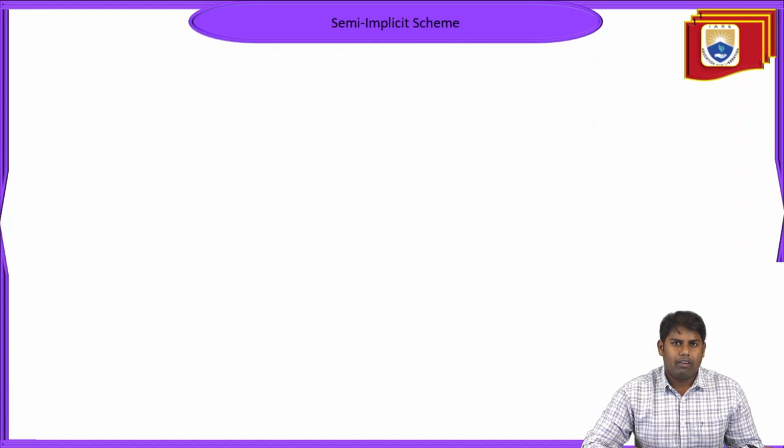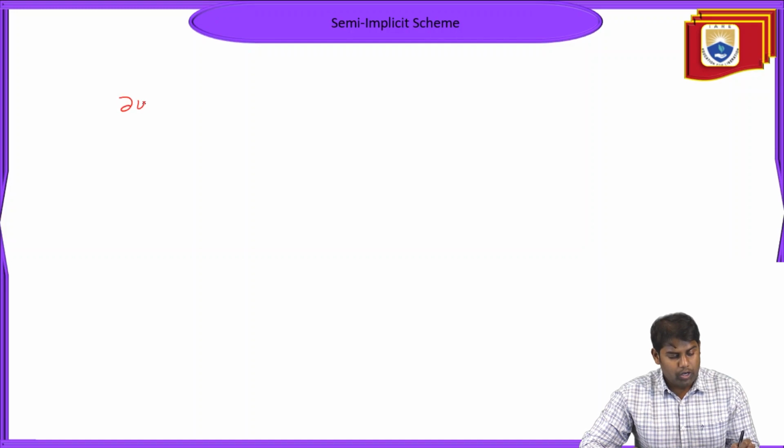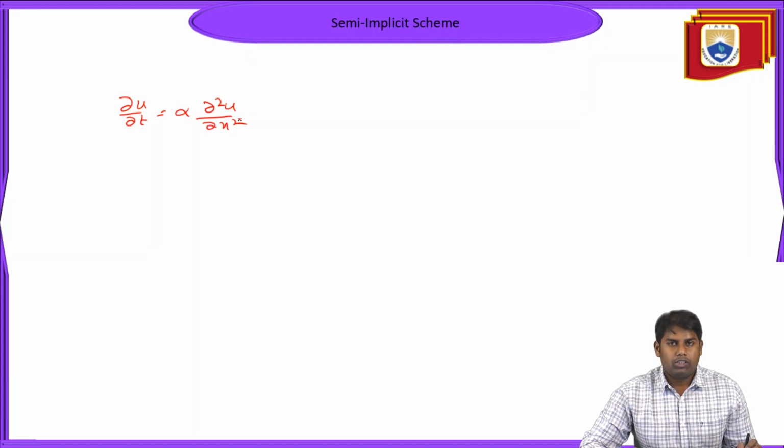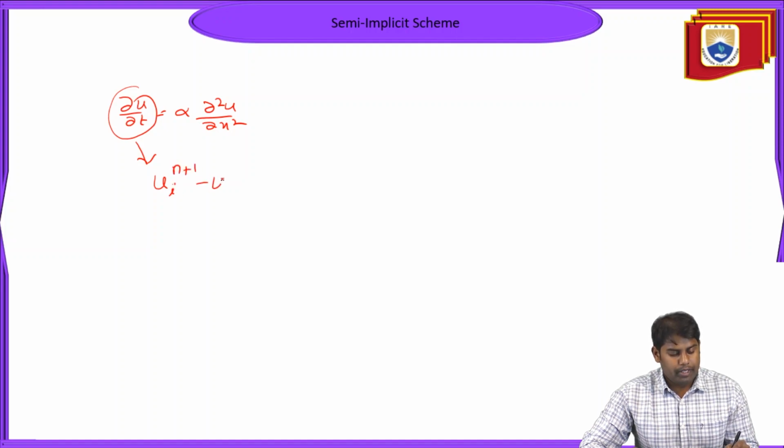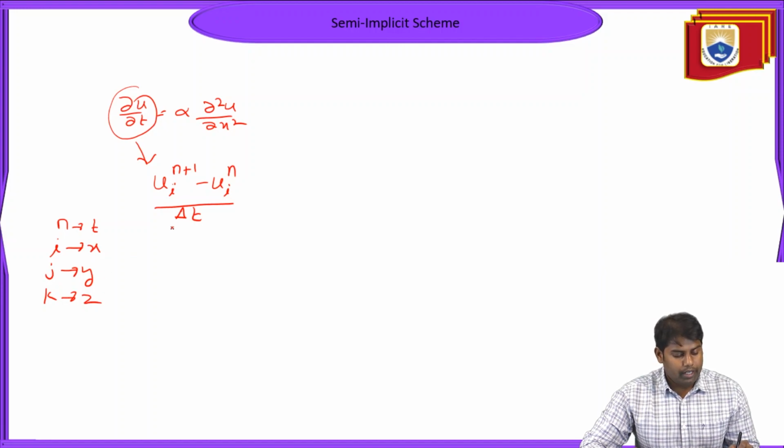Let me take a 1D diffusion equation, which is ∂u/∂t = α ∂²u/∂x². Let me write it in the form of the explicit method. For the left-hand term, we will write (u_i^(n+1) − u_i^n)/Δt. This is the index notation we use. Recalling again, n is the index for time, i is the index for the x coordinate, j is the index for the y coordinate and k is the index for the z coordinate. Here the term Δt is nothing but the time step.